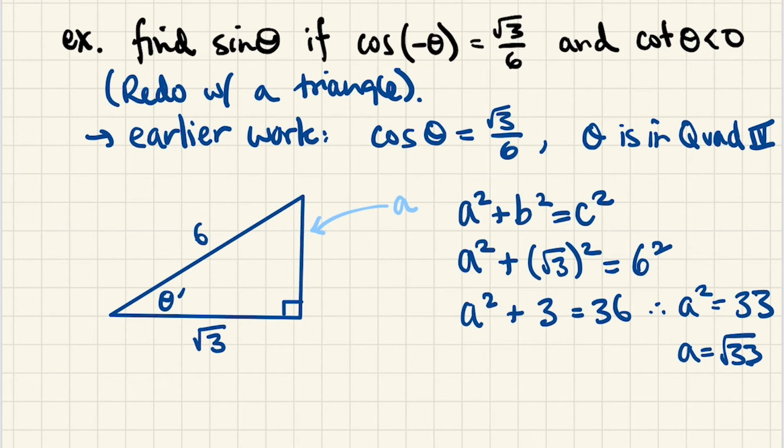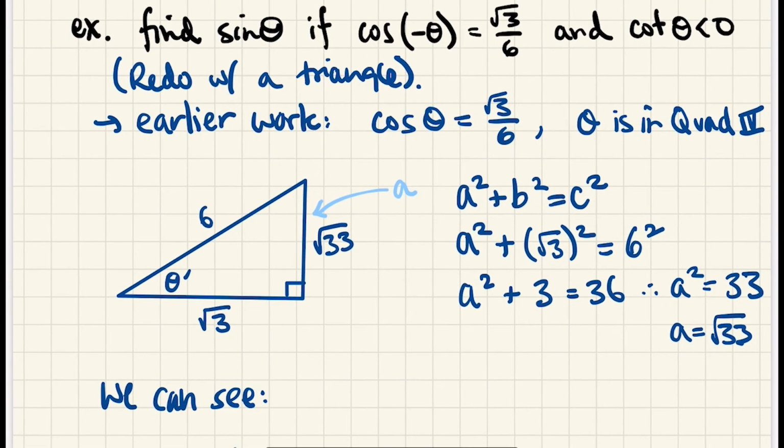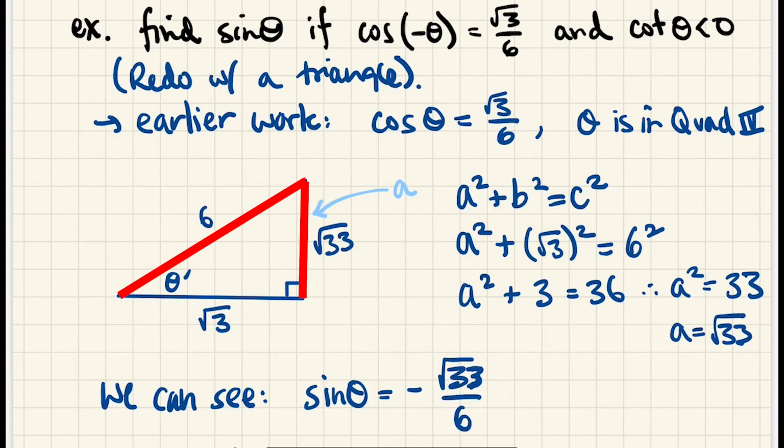Remember, there's no plus or minus in this context because on a triangle, all lengths are always positive. So now that we know that this length here is rad 33, we can in fact read sine, cosine, tangent, whatever off of this triangle. We just have to remember to manually assign a plus or minus based on the quadrant of theta. So we can see that sine of theta, which is what we're after, which we know to be negative because theta is in quad 4, and sine concerns the opposite side over the hypotenuse. So this will be rad 33 over 6.